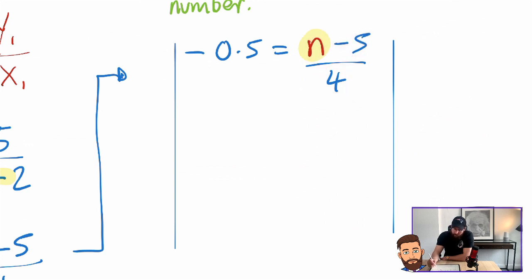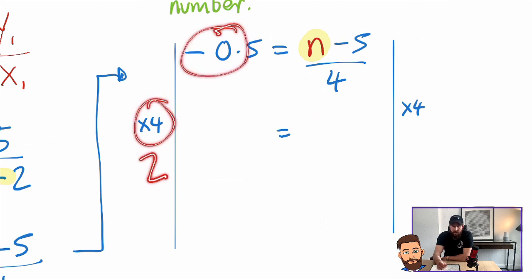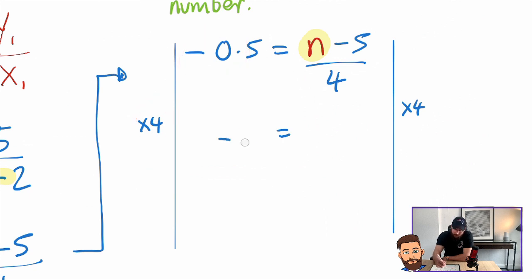How would I get rid of that 4? Do the opposite. What's the opposite of divide by 4? Times by 4. Remember, you've got to do it to both sides to keep it equal. What is minus a half times 4? Well, how are you going to think about that? The best way, if you're doing it in your head, is what is half of 4? 2. And what's a negative and a positive times together? A mixture makes a minus, so minus 2 is the answer to that. If I times this side by 4, I've got rid of that 4, which is the whole goal of me doing it. So I'm just left with the bit on top, n minus 5.